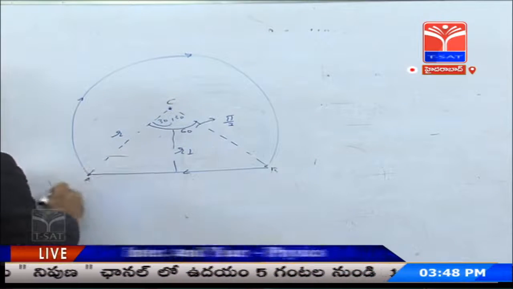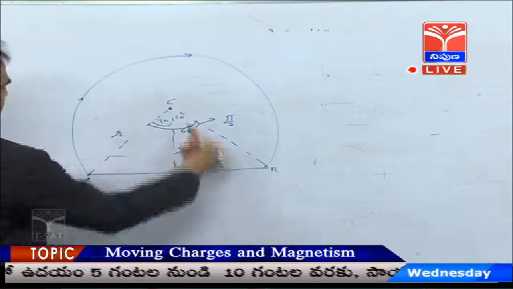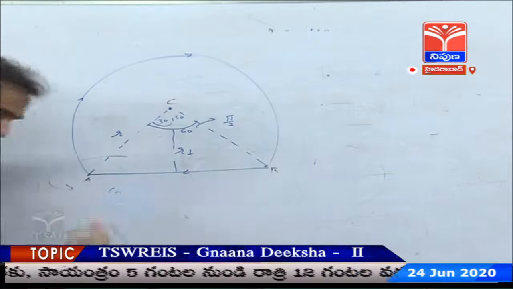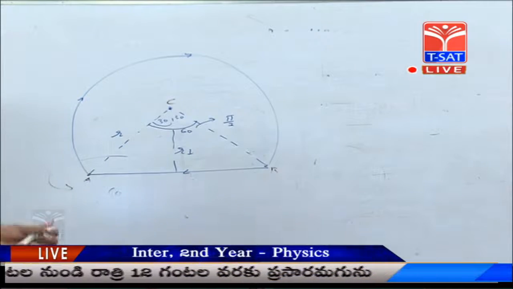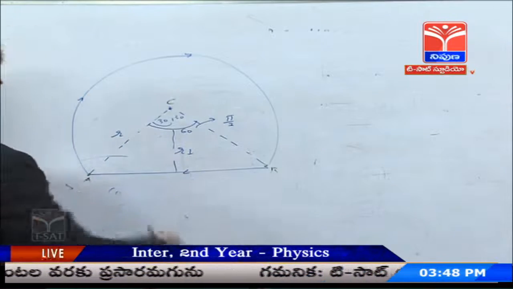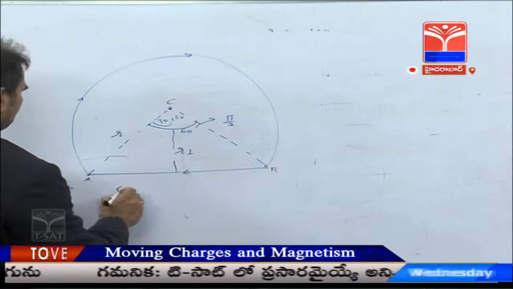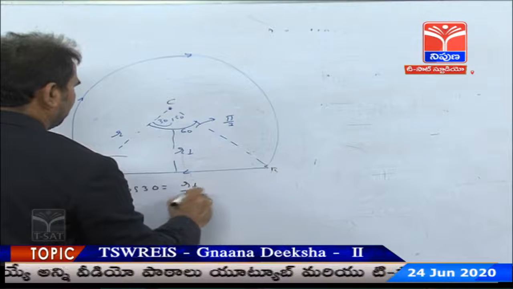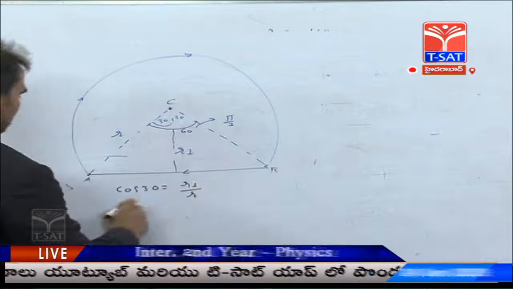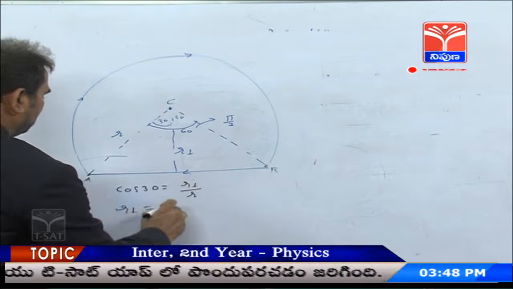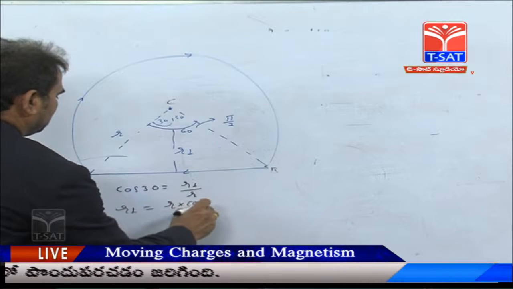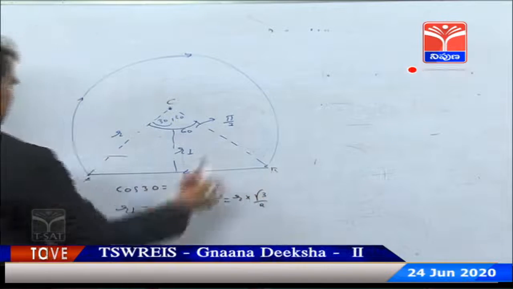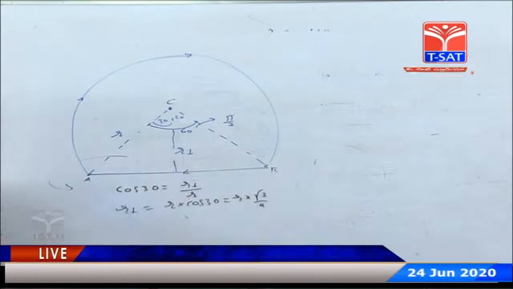So, from this triangle, cos 30 is equal to adjacent side upon hypotenuse, that is, cos 30 is equal to adjacent side r perpendicular upon r hypotenuse. R perpendicular is equal to r into cos 30, that is equal to r into root 3 by 2. This is the perpendicular distance. We have calculated the perpendicular distance.